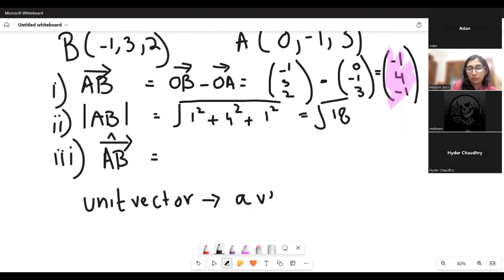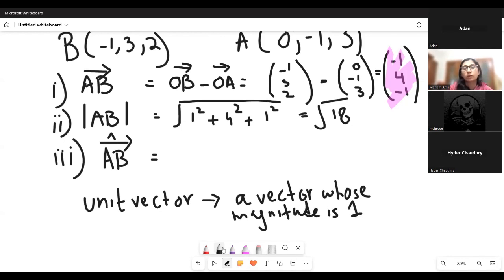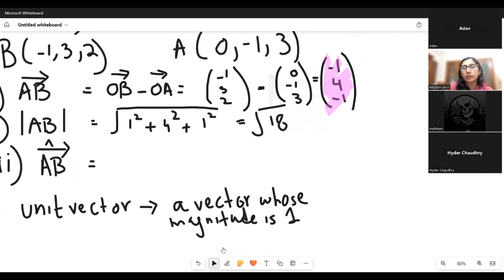Is a vector whose magnitude is 1. So this vector AB, which is going 1 unit in I direction or X direction, 4 units in Y direction or J direction, and -1 in Z direction. What is its magnitude? Under root of 18.